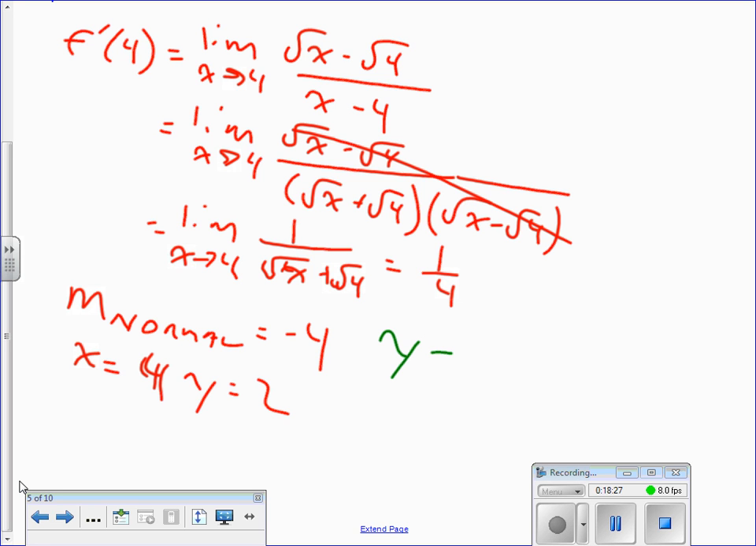y minus 2 is equal to -4 times x minus 4, when all is said and done. Okay, we have to be careful, and in your textbook on some of your homework problems, it gives domain limitations. It gives range limitations. Why? In order to make it so you can technically do the work.